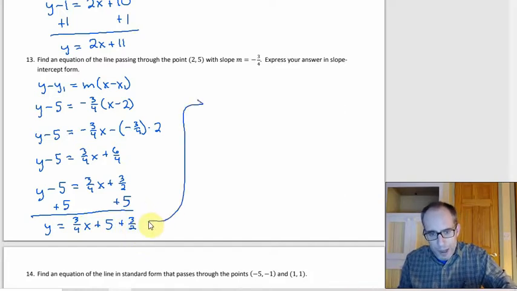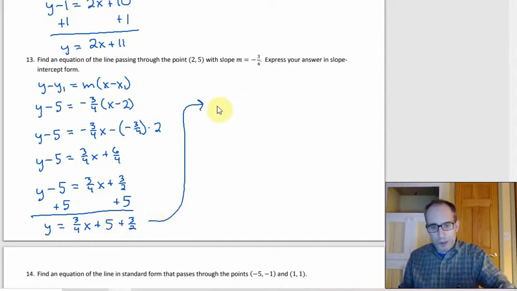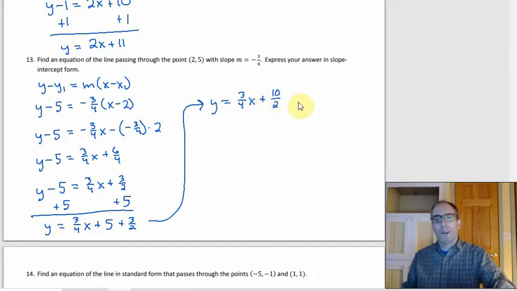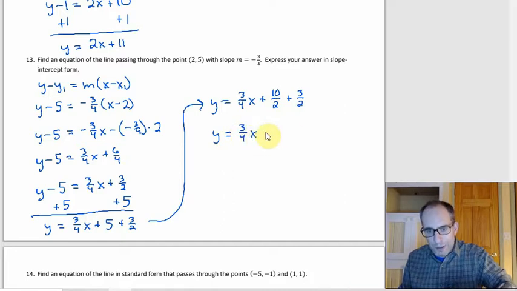All right, it would help if we had a common denominator between our two constant terms. So we can do that, right? To get a common denominator of 2, I can just multiply 5 by 2 over 2. So I'm going to have negative 3/4 x, and then instead of plus 5, I'm going to have plus 10 over 2, right? That's what you get when you multiply 5 by 2 over 2. And then plus 3 halves. But then these two numbers, we got a common denominator, so we can add the numerators together, and we can say that y is equal to negative 3/4 x plus 13 halves.